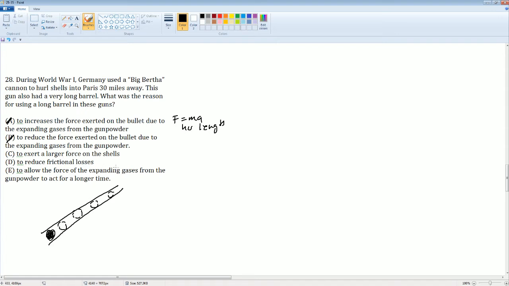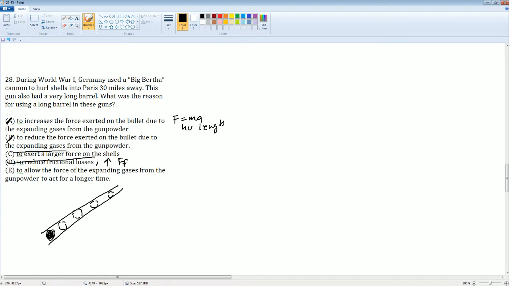No, because it doesn't do that. To exert a larger force on the shell? No. To reduce friction loss? No, you were actually increasing friction though. Because there's more barrel, so you are increasing friction. You are increasing force of friction, so this is wrong.